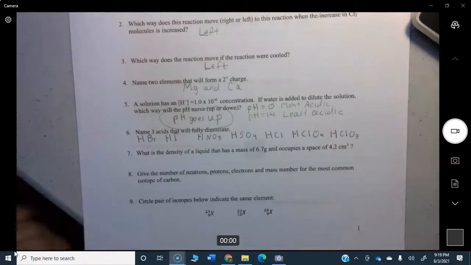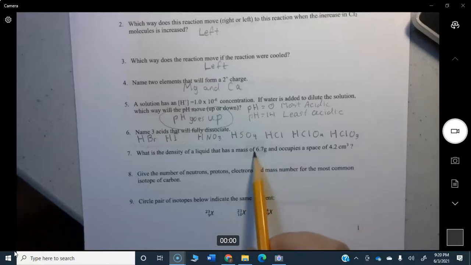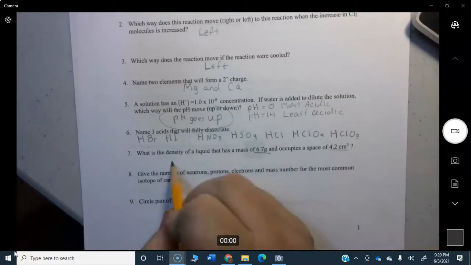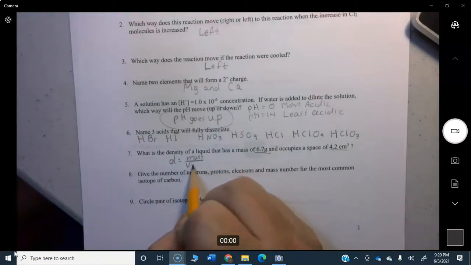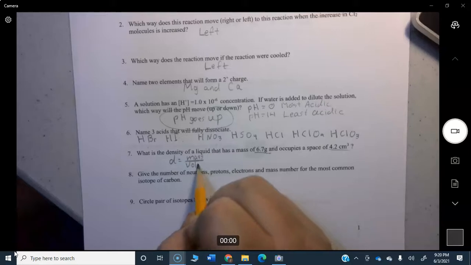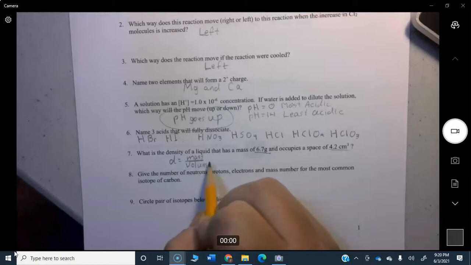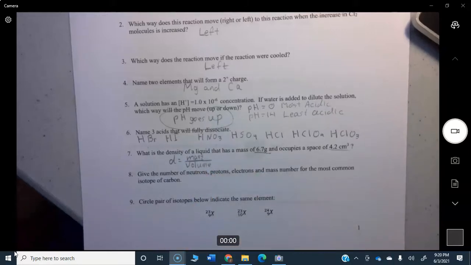All right, number 7. What is the density of a liquid that has a mass of 6.7 grams and occupies a space of 4.2 centimeters cubed? So this is the mass, this is the volume. Density equals mass over volume. It's how much mass you're crowding into a certain amount of space. Okay, that's the way to think of it. The more mass you crowd into a certain amount of space, the more dense it is.